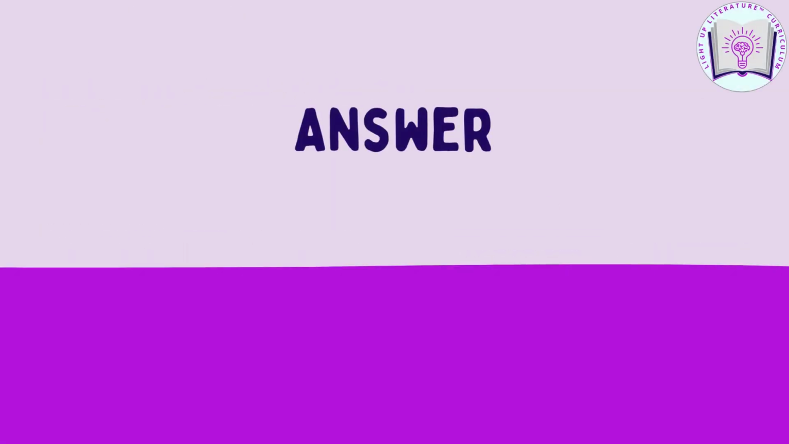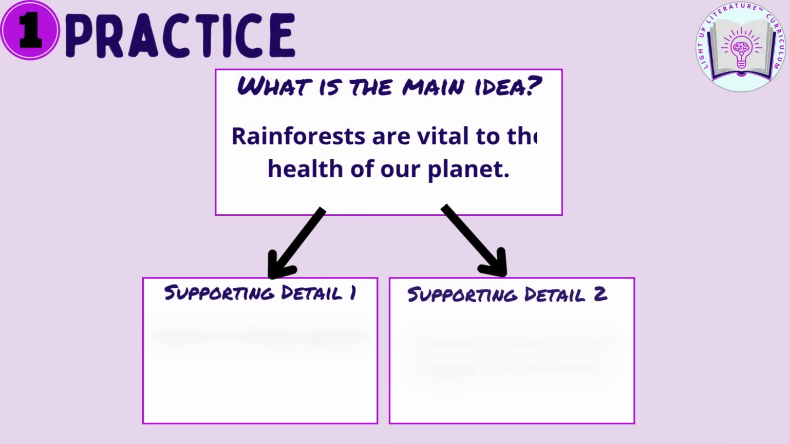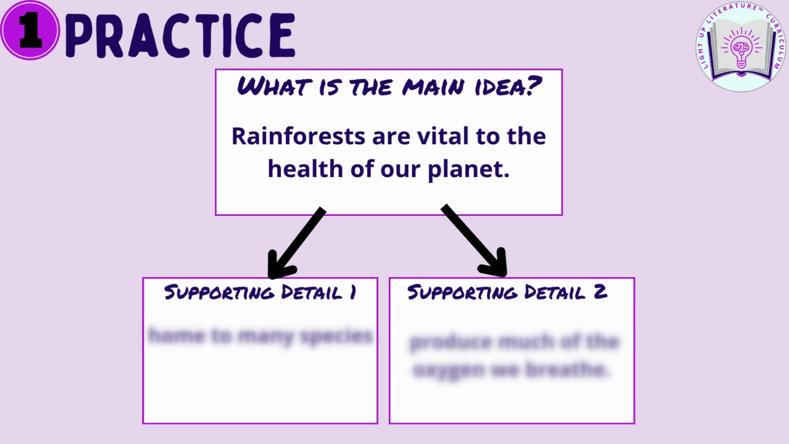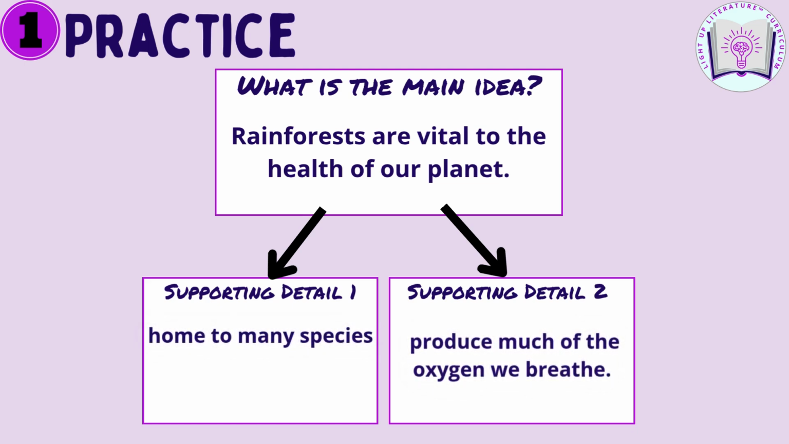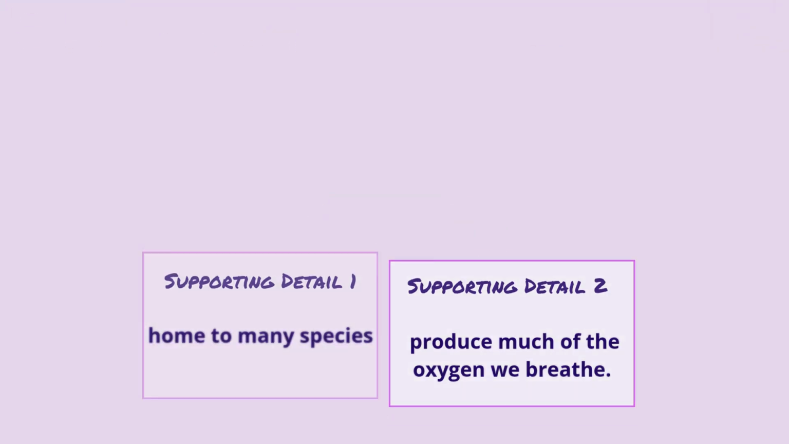Now, it's your turn. What is the main idea of the passage? Then choose two supporting details. Pause here to work out the problem. Here are the correct answers. The main idea is rainforests are vital to the health of our planet. Supporting details include they are home to many species and they produce much of the oxygen we breathe. Pause here to check and compare your work.